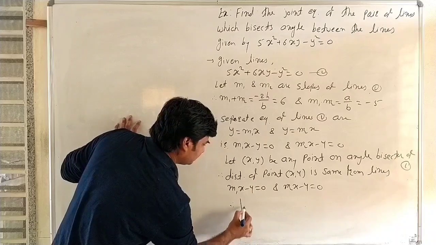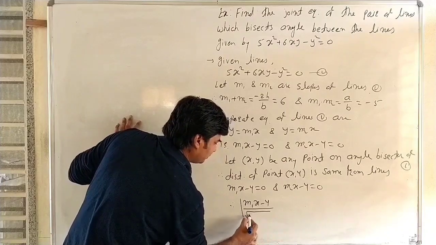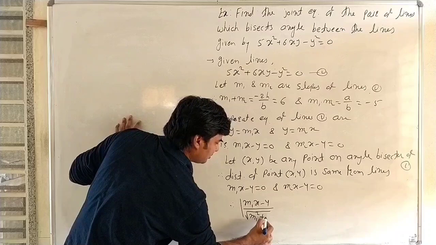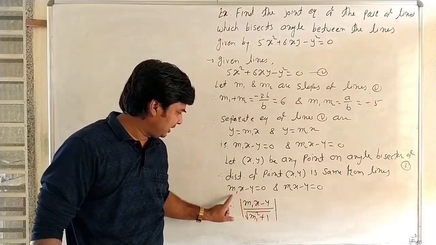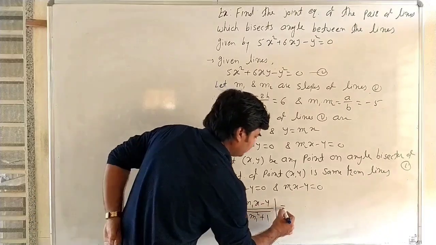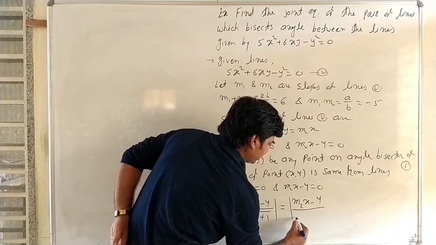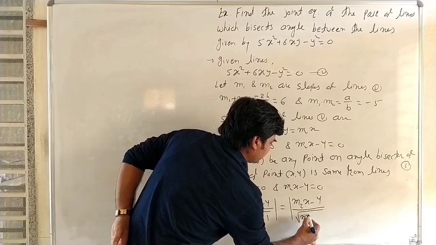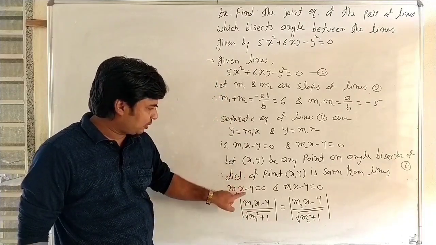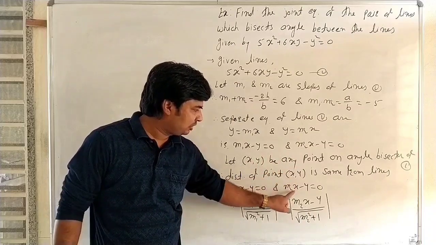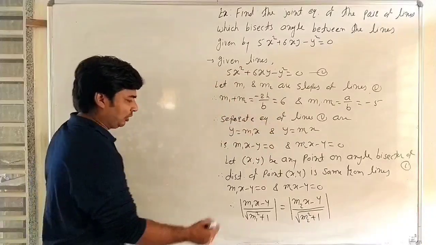Therefore, we can write m1x minus y upon under root of m1 square plus minus 1 square, that is 1. Here, under root of a square plus b square, here a and b, is equal to m2x minus y upon under root of m2 square plus 1. It is the distance of the point from this line and the distance of the point from this line, and both distances are the same because it is a point on the angle bisector of these two lines. Okay. Now squaring on both sides.